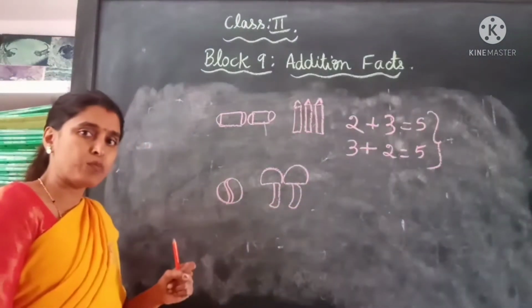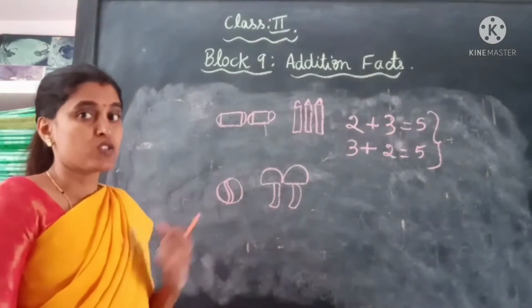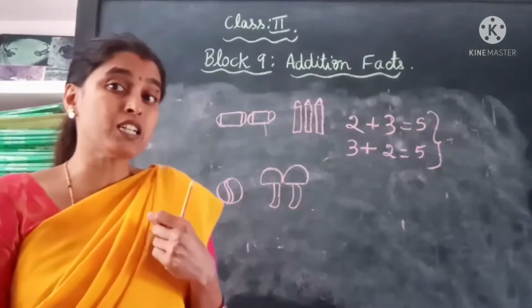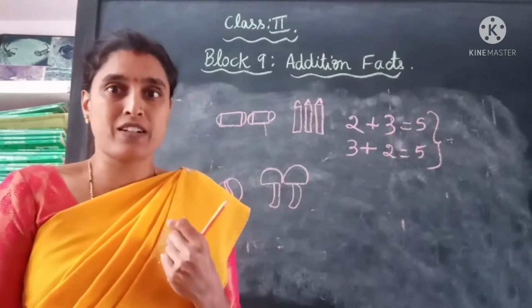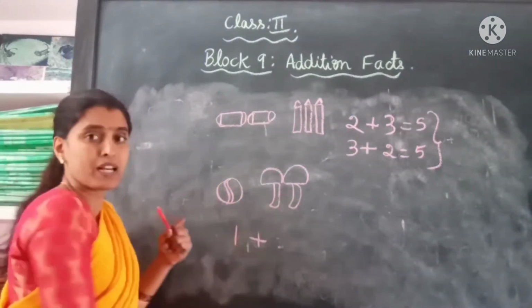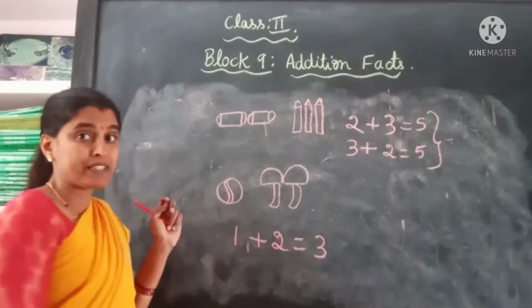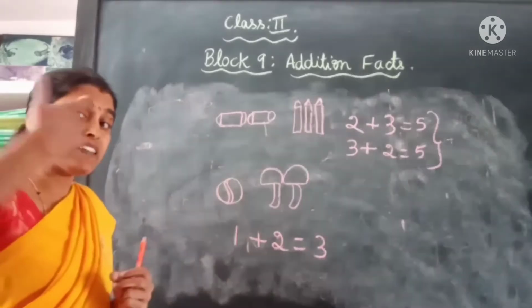Now let us see one more picture. Here one ball and 2 umbrellas we have. So for this picture also we have to write any 2 addition facts. Okay. Now one ball and how many umbrellas? 2 umbrellas. 1 plus 2 is equal to what? 3. Now let us write in reverse order.